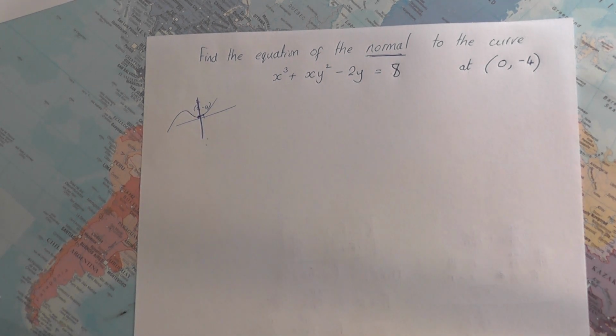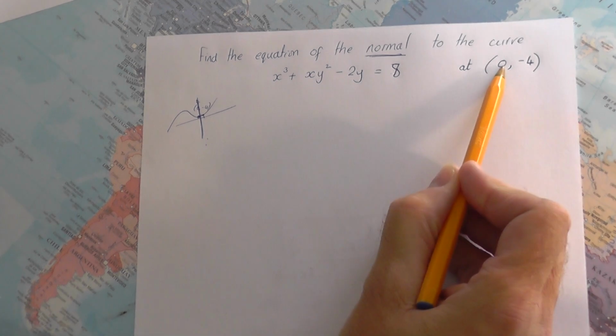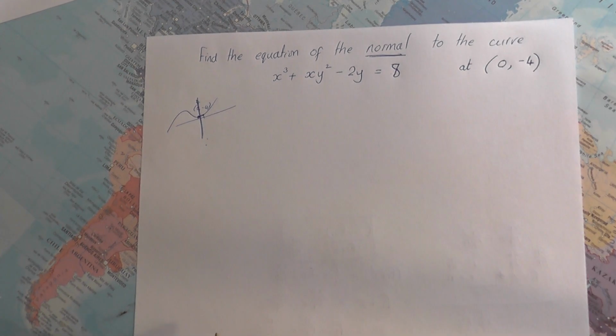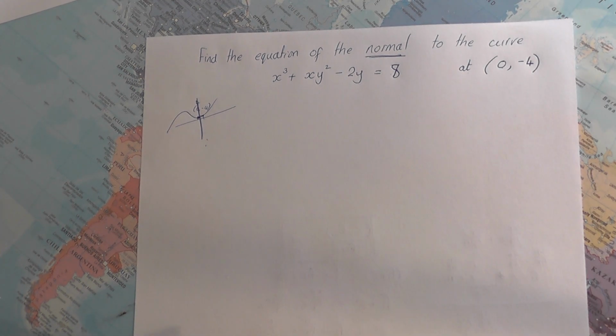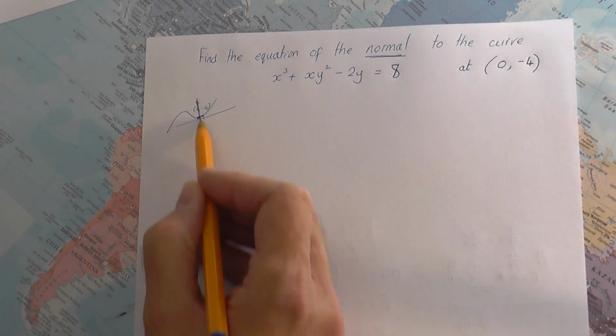From your coordinate geometry work, you should know that to find the equation of any straight line, you only need to know two things. You need to know a point on the line. Well, I've got it. And I need to know what the gradient of the line is. Then once I know that, I can use y minus y1 equals m bracket x minus x1 to find the equation of that straight line. Well, I do not know what the gradient of this normal straight line is.